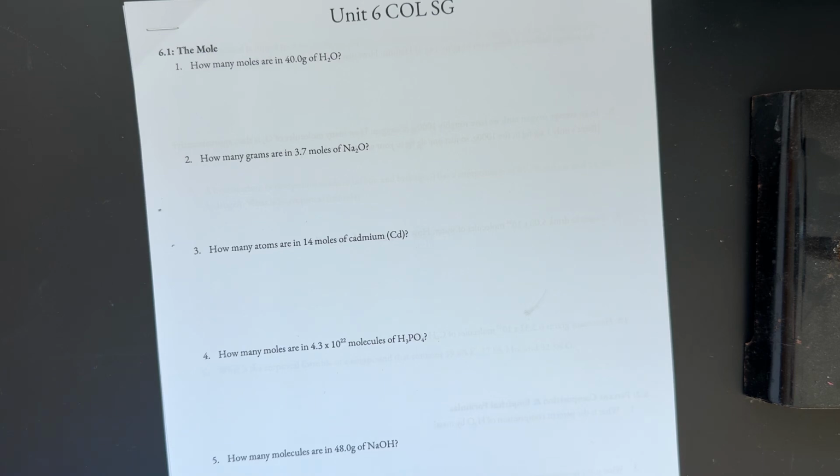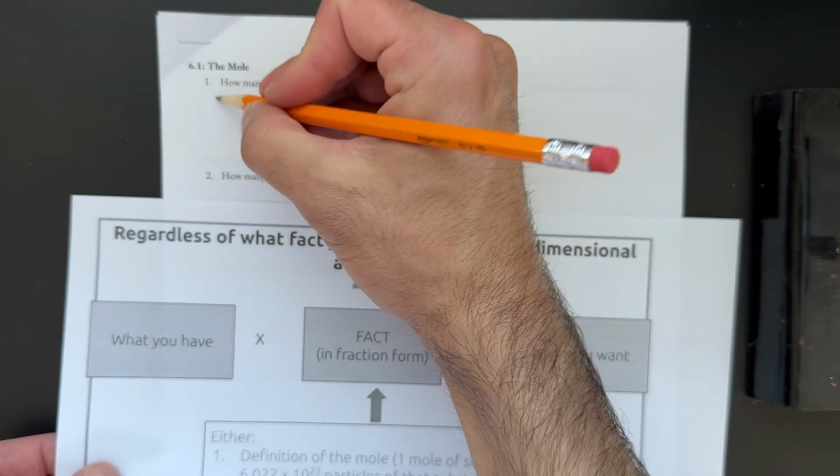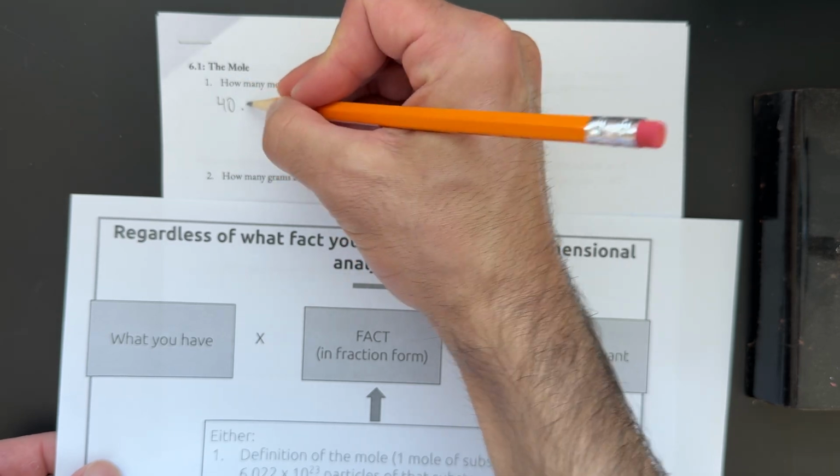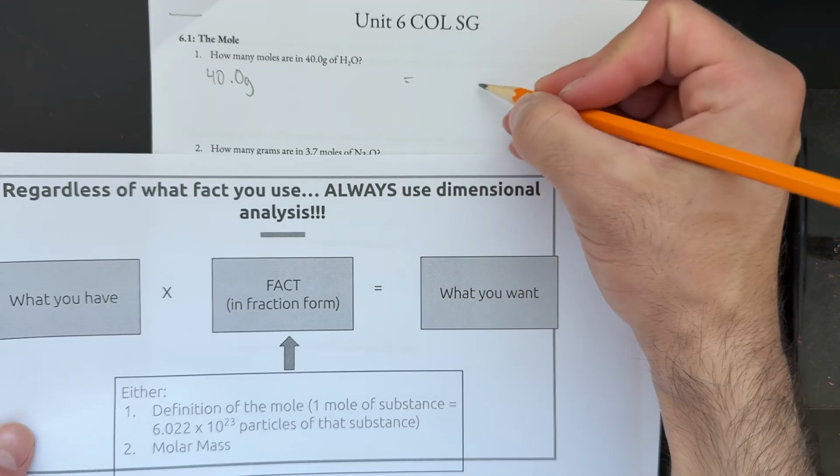So how many moles are in 40 grams of H2O? We're using our template, right? Let's start off with what we have. So we're going to write 40.0 grams. Okay, so that's what we have. What do we want? Well, we want to find moles.